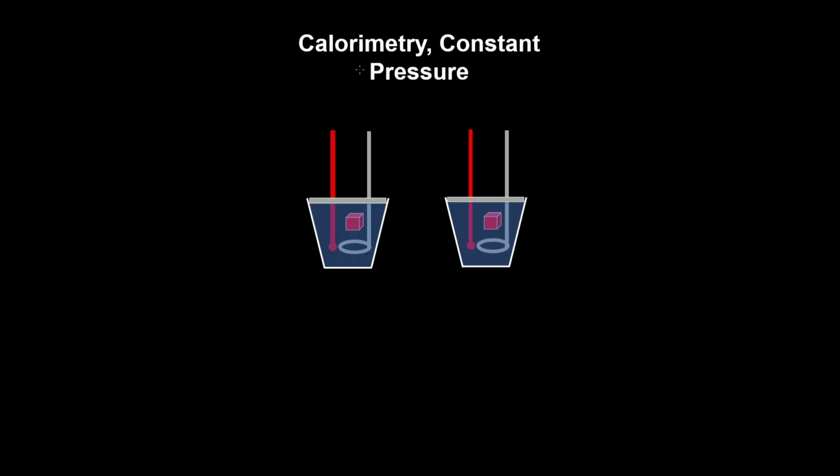Calorimetry experiments are used to measure the transfer of heat, and under this configuration we have a styrofoam cup or a coffee cup, which is a good insulating material, a thermometer, a stirrer to mix reactants, and a loose fitting lid which exposes the reactants or bodies to a constant atmospheric pressure.